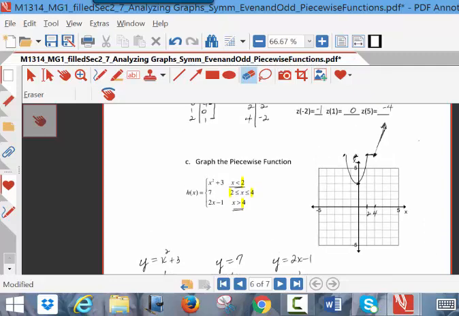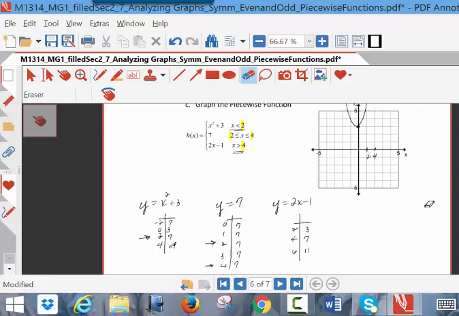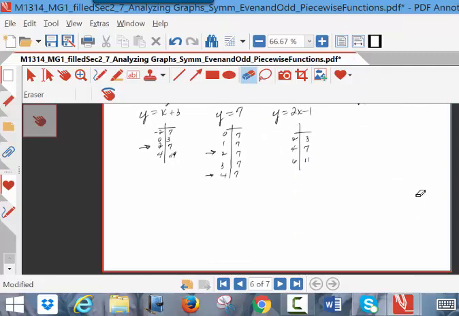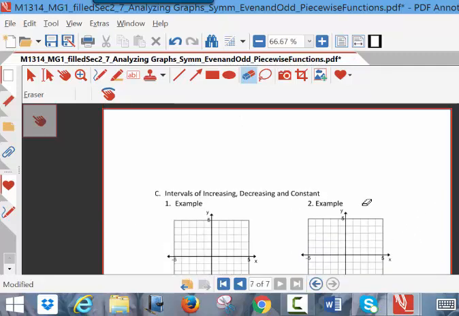Your parabola is the x squared plus 3. The horizontal is where y equals 7. And then the straight line is the y equaling 2x minus 1. Okay, so it takes a little practice. You got to take it slow and easy.